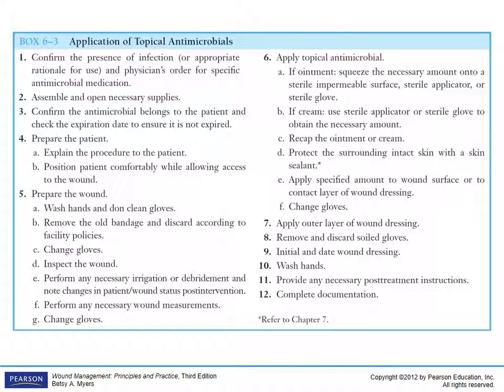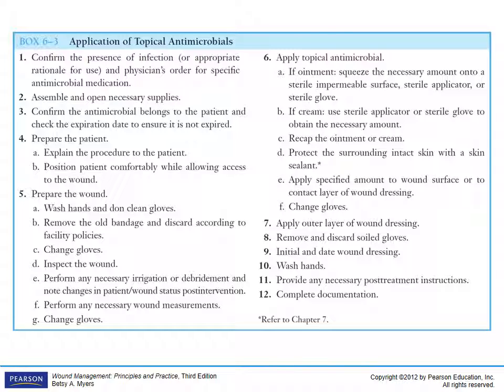Here's the correct way to apply a topical antimicrobial. So first of all, you want to make sure that you've got the right antimicrobial for the right patient. You also want to make sure that the expiration date on the antimicrobial is not expired. A lot of times if these antimicrobials are used for a long period of time, they will send down expired drugs that you of course don't want to use.